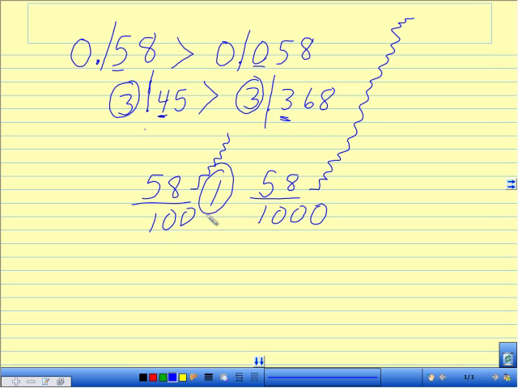I'm going to go ahead and go with 58 hundredths as opposed to 58 thousandths. There we have it, comparing decimals. Hopefully the analogy made it that much easier.